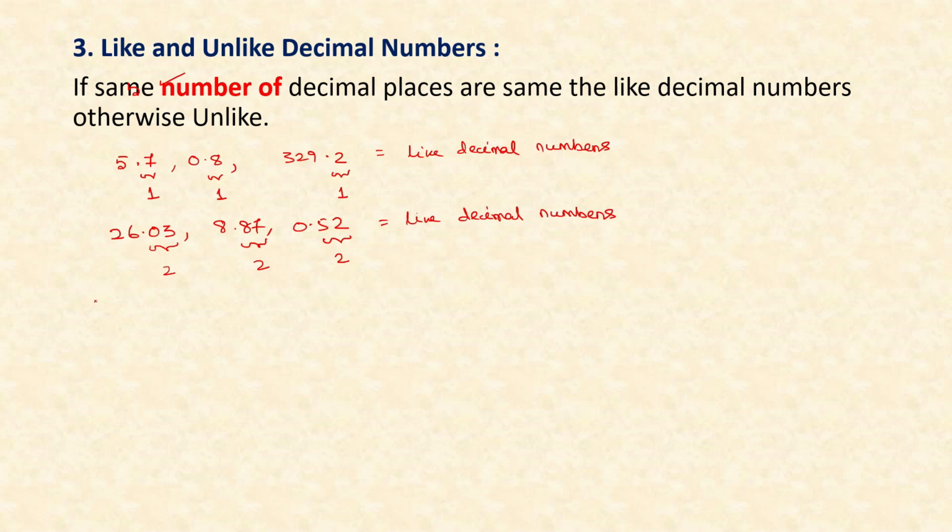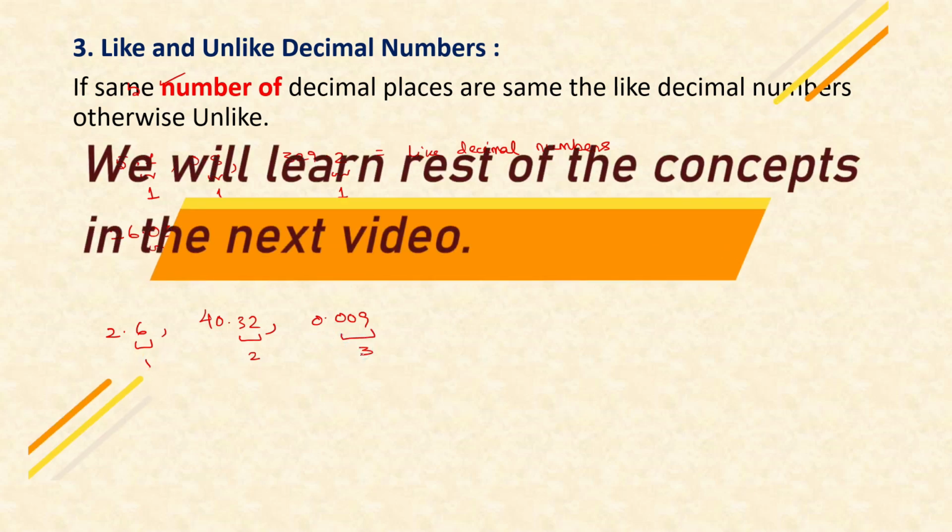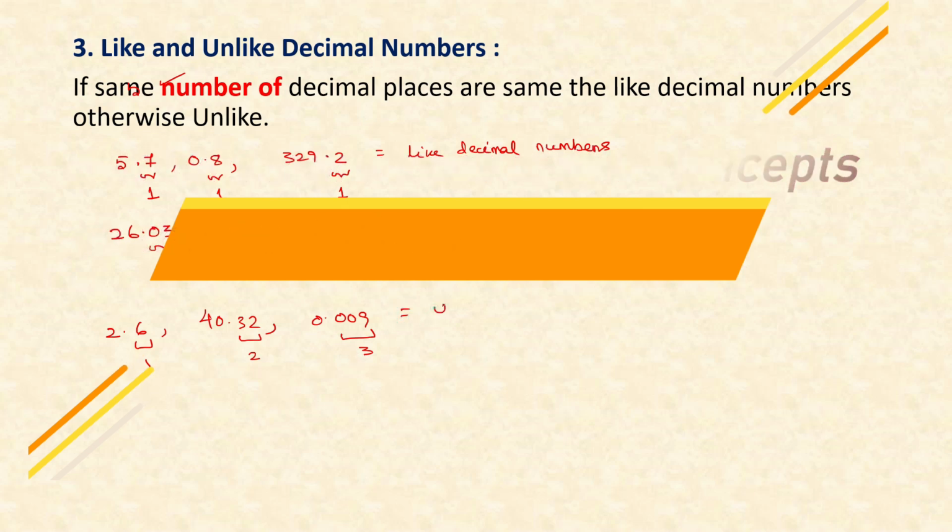Now, an example of unlike decimal numbers. Unlike decimal numbers means the number of decimal places is different for the decimal numbers. For example, one decimal number is 2.6, another is 40.32, and another is 0.009. If you see, the decimal places for the first number is 1, for the second is 2, and for the third is 3. So there are 3 different numbers of decimal places for these decimal numbers. So we call these unlike decimal numbers.